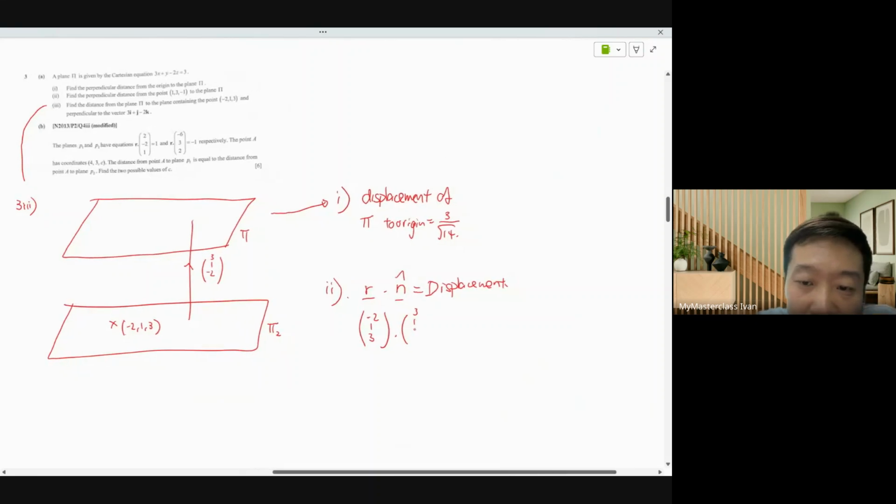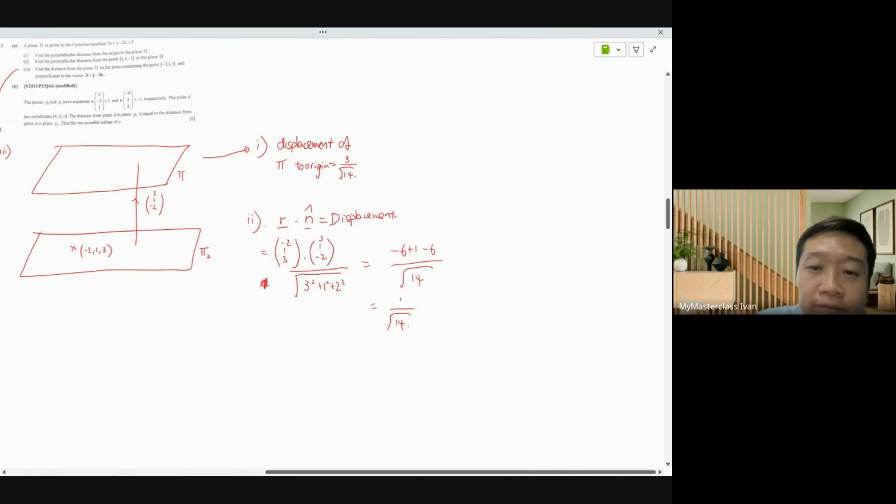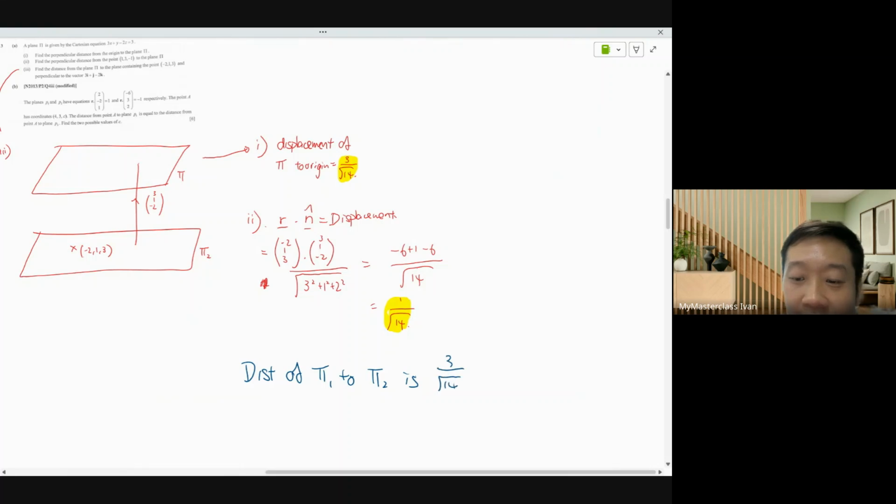So (3, 1, -2) over the square root of 3 squared plus 1 squared plus 2 squared. Minus 6 plus 1 minus 6. Oh, so this is 1 over square root 14. Okay, so the distance of pi 1 is 3 over square root 14. The distance of pi 2 is 1 over square root 14. So the distance of pi 1 to pi 2 is 3 over square root 14 minus 1 over square root 14, and that's the answer, 2 over square root 14.